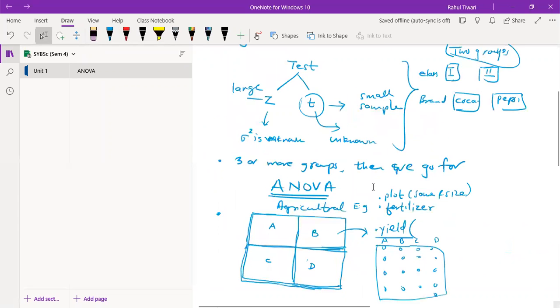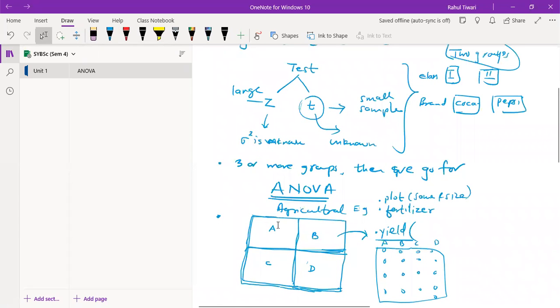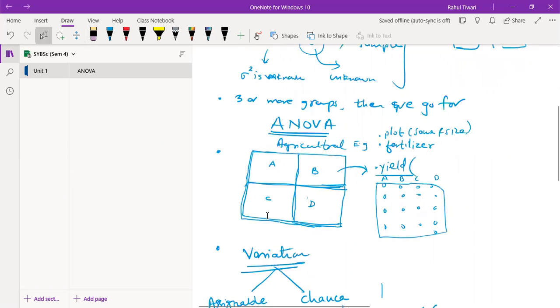Here, if you look at this plot, I have four treatments: A, B, C, D. Fertilizer A is my treatment, and that treatment I'm giving to this particular plot. Similarly here. So all these treatment effects should be additive in nature, meaning something plus A, plus B, plus C, and so on. It should not be multiplicative in nature.